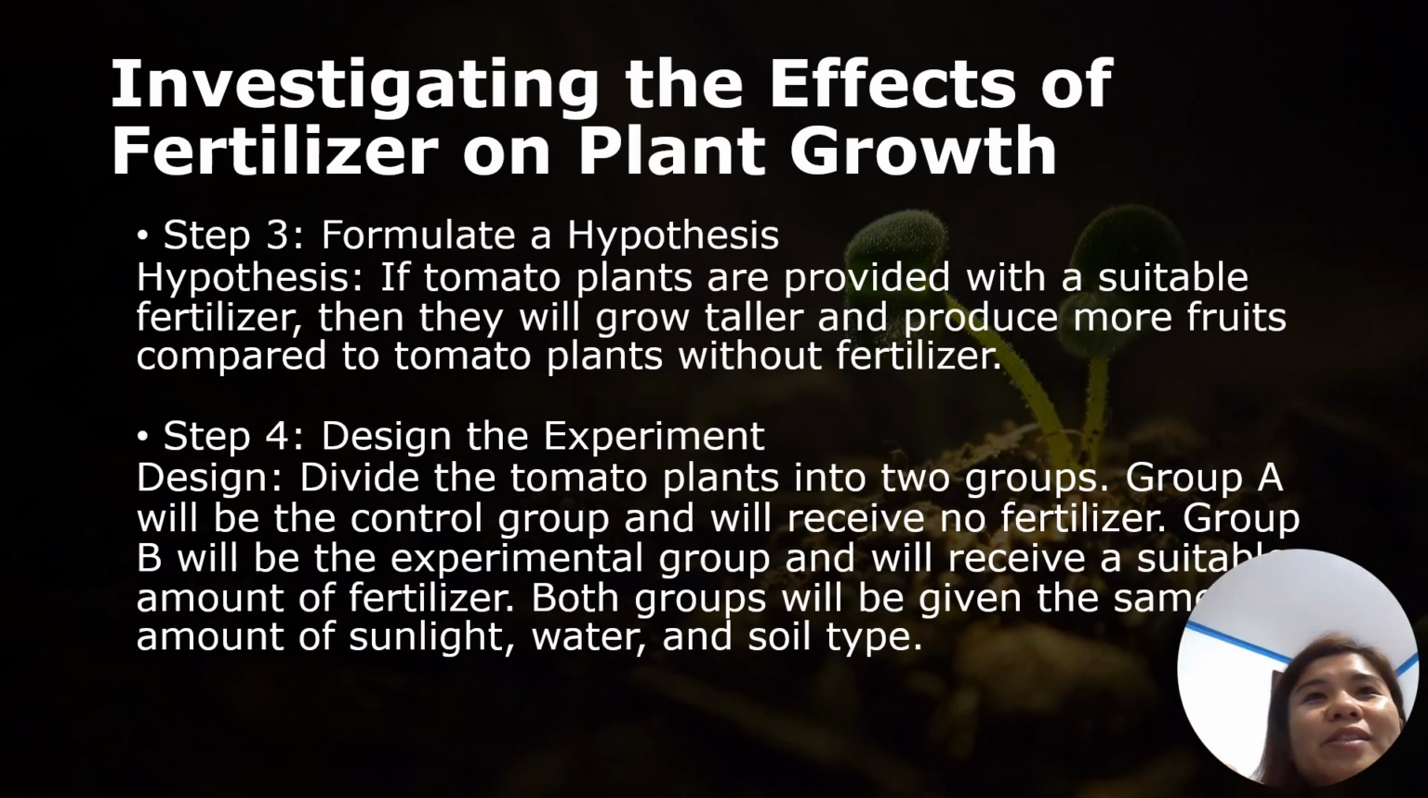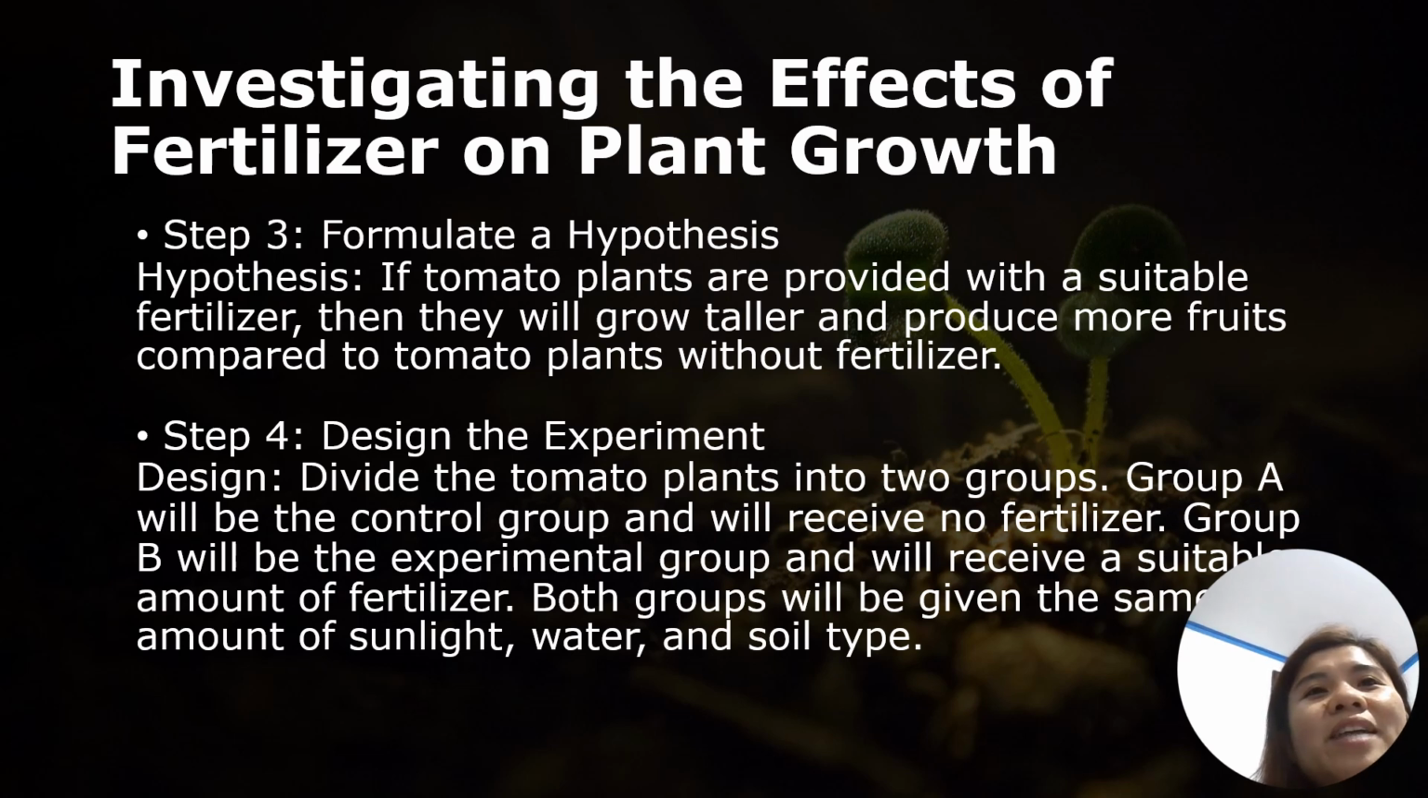formulate a hypothesis. So depending on what plant you are investigating, so if what I have mentioned a while ago, it's tomato, the hypothesis should go like this. If tomato plants are provided with a suitable fertilizer, then they will grow taller and produce more fruits compared to tomato plants without fertilizer. So, or you can again replace tomato with any other plant that you like.